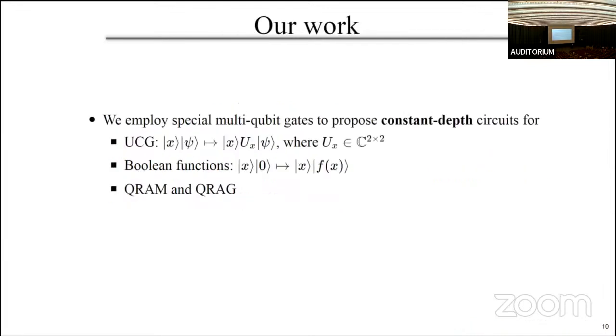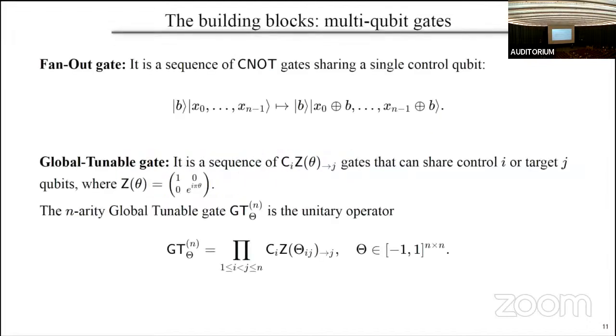So what we did in this project, we employ special multi-qubit gates that I'm going to talk about soon, to propose actually constant depth circuits for QRAM and more general circuits like these uniformly controlled gates, in which you apply a single qubit unitary to a target state, controlled on your address register and Boolean functions. Okay. So what are these multi-qubit gates that we employed?